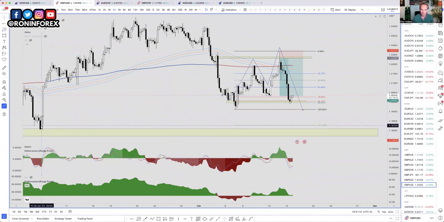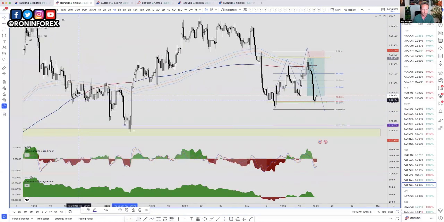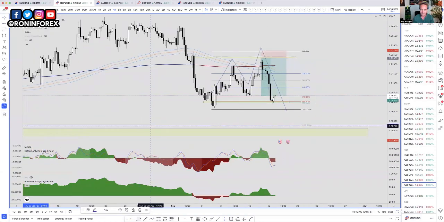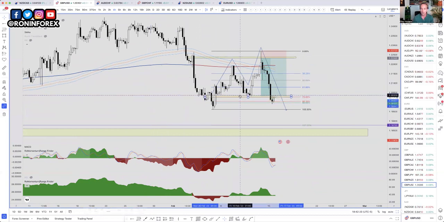You can see the 127% extension ties in and links up to this area right here, this little order block that we've got down there, right at 118.80. So that's going to be a really good downside target. Now, this is super important because we've invalidated what could have been, not so much on GU, but an inverted head and shoulders. You can see the head and shoulders there.